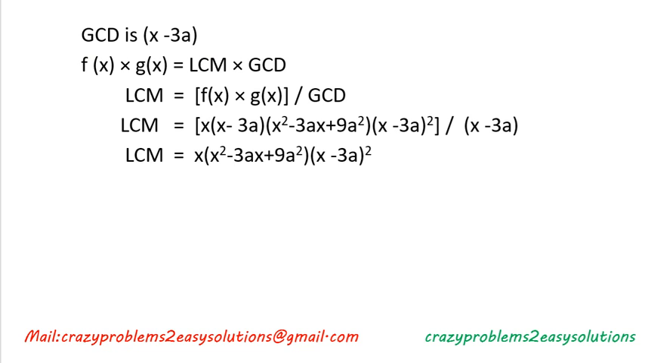Then f of x into g of x equals LCM into GCD. To find the LCM, we write f of x into g of x divided by GCD, that is, divided by x minus 3a. Then x minus 3a gets cancelled, and the remaining is x into x square plus 3ax plus 9a square into x minus 3a whole square. This is the LCM of these two polynomials.